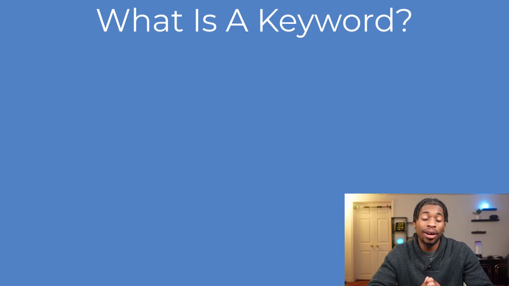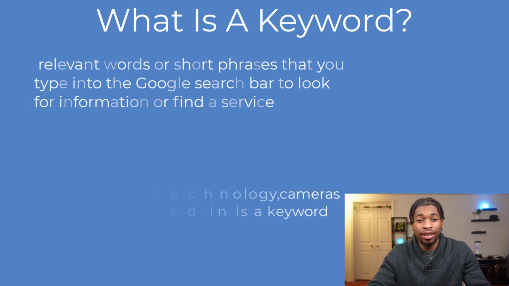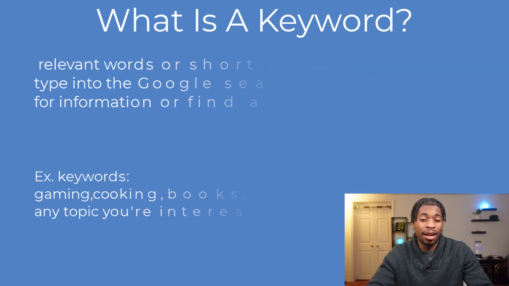Let's first take a look at what is a keyword and why is this so important. A keyword is basically whatever your category, niche, website, topic, whatever it is revolves around. This can be gaming chairs, camera lenses, wallets, cooking. Those are all keywords. It's whatever you chose your niche to be in. And there's two main types of keywords.